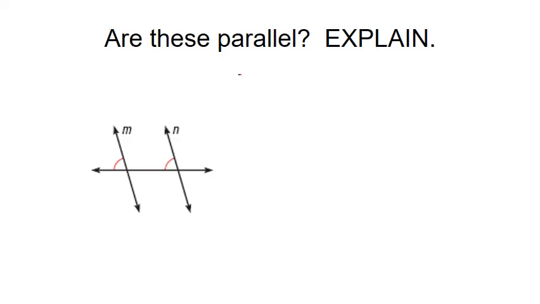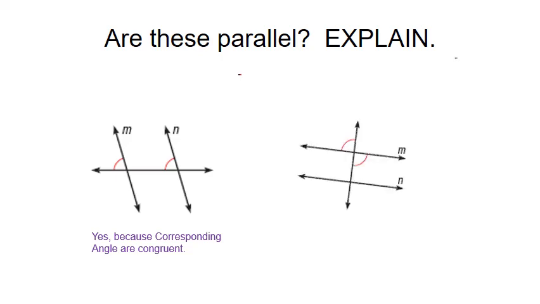And we need to think to ourselves, do these two angles form a relationship that we've talked about? Are they corresponding? Are they same side? Are they alternate interior? Are they alternate exterior? In fact, they are corresponding angles. So we do know that these two lines are parallel because of corresponding angle congruency, or because corresponding angles are congruent. So let's take a look at another example.